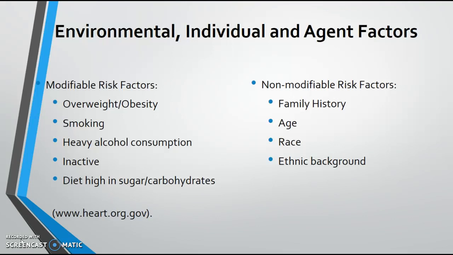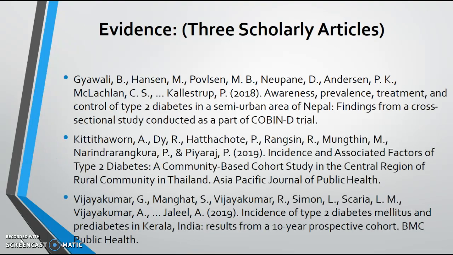Modifiable risk factors are being overweight, smoking, heavy alcohol consumption, being inactive, and a diet high in sugar or carbohydrates. Non-modifiable factors are family history, age, race, and ethnic background. These are some evidence scholarly articles.